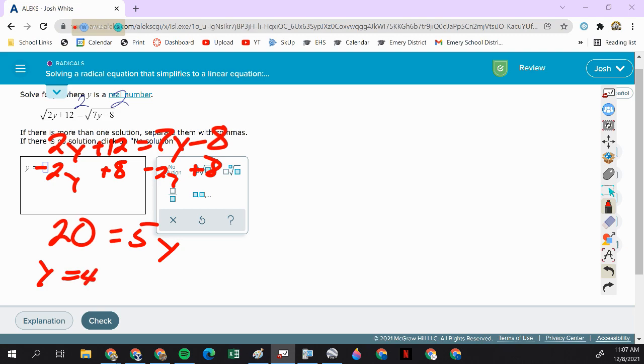Y is 4. Do I have to worry about 4 not working? No. If a square root is equal to a square root, then you don't have to worry about trying to force a square root to be a negative number. That's fine. So if my answer was y equals negative 1, I don't have to worry about it, because there's no way to make this equal a negative number because they're both positive on both sides.